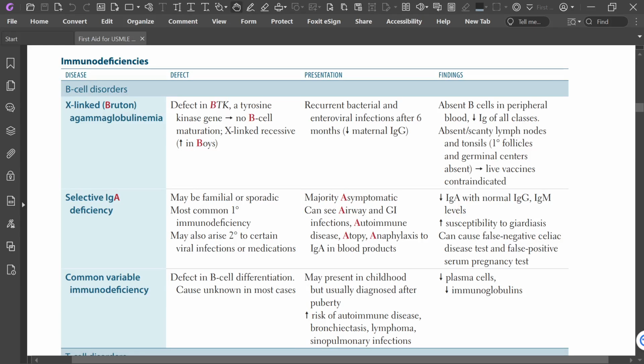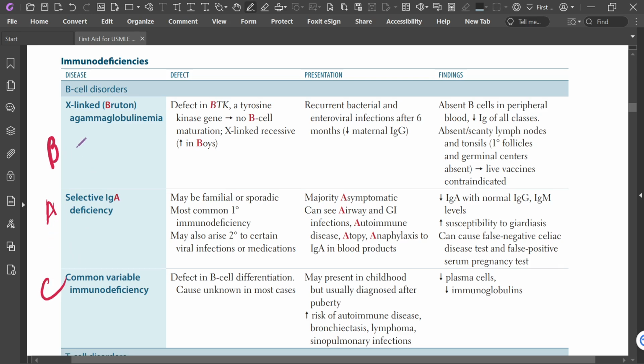Now I would like to talk about the B cell and the T cell disorders. In B cell disorders, always remember A, B, C: selective IgA deficiency, Bruton agammaglobulinemia, and CVID, common variable immunodeficiency disease. Selective IgA deficiency may be familial or sporadic. It is the most common primary immunodeficiency and may arise secondary to certain viral infections or medications.